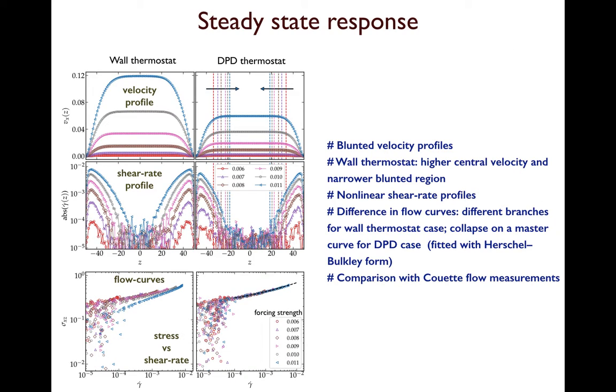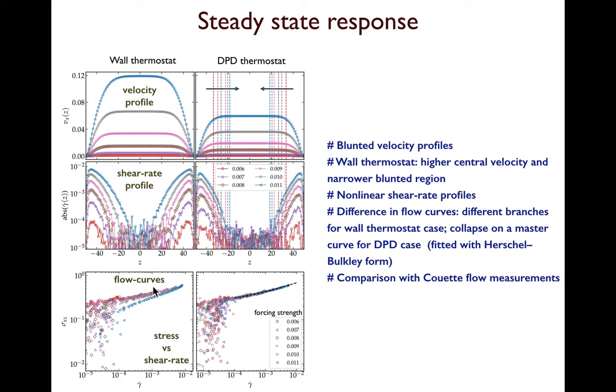Also, we have measured the velocity profile in both the thermostat implementations. Here, the velocity in the central region is higher in the case of the wall thermostat than the DPD thermostat. Also, this region is narrower in the wall thermostat. As a result, shear rate, which is nothing but the spatial derivative of the velocity, is also different in both the cases.